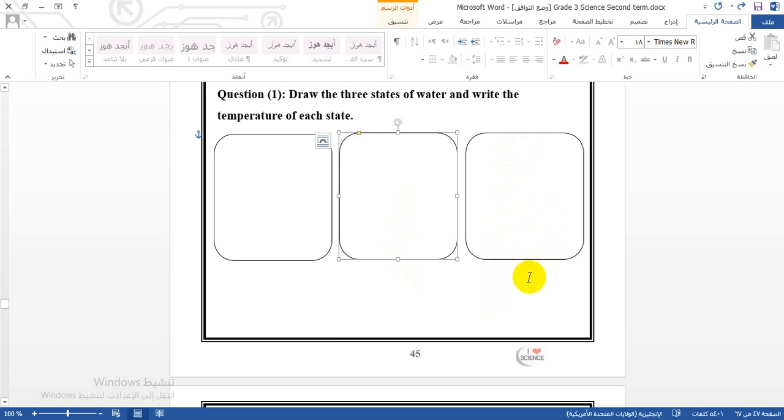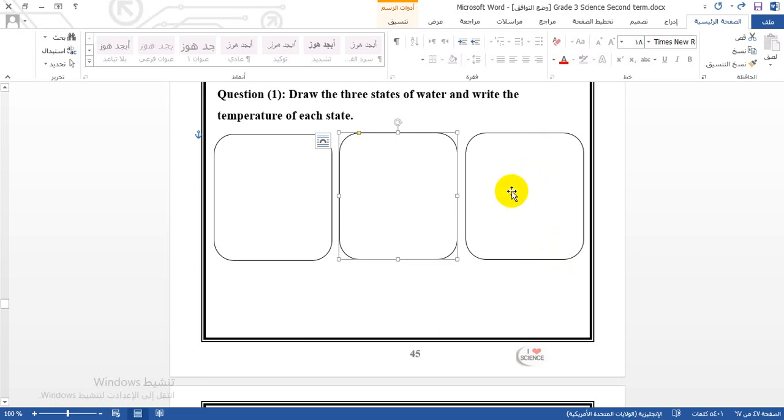Okay, 0 and down, it means what? The water here should be what? Frozen, or in a solid state. That's what I mean. So try to draw ice cubes here, and after you draw the ice cubes, write here below 0 Celsius degree.